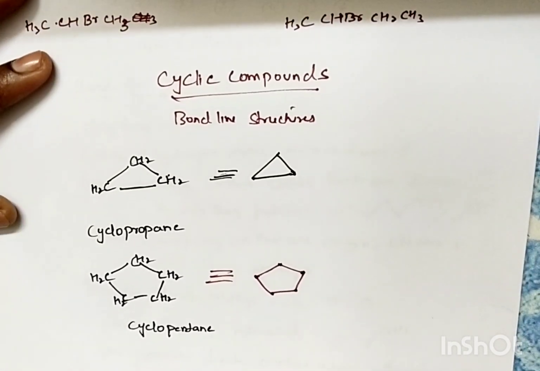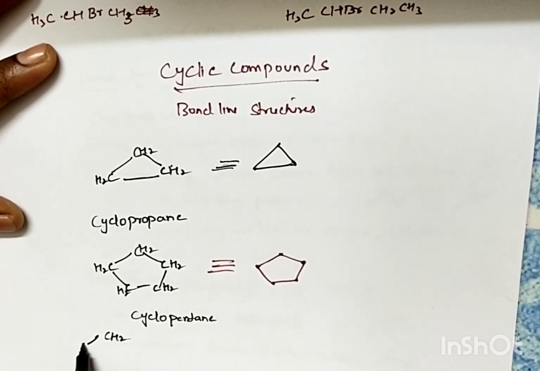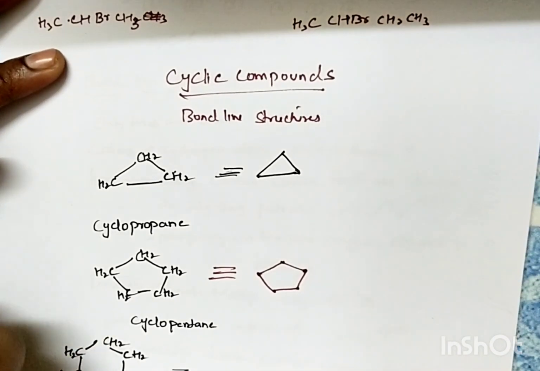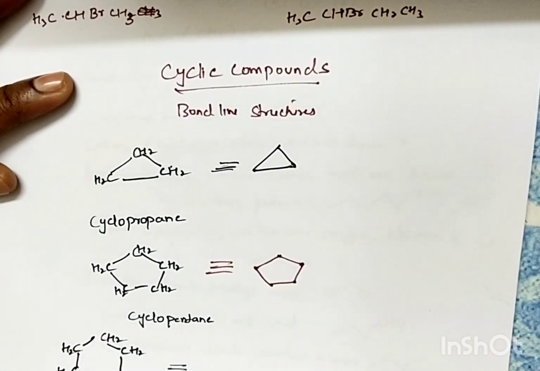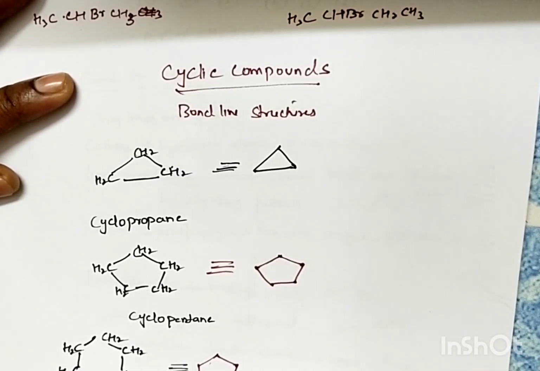So now let's see about cyclohexane. So CH2, there's 1 carbon here, 1 carbon here, 1 here, here, and then so on each carbon we have H2s, 2 hydrogens. So how to represent this in bond line structure? We can represent this in bond line structure like this. This is cyclohexane.